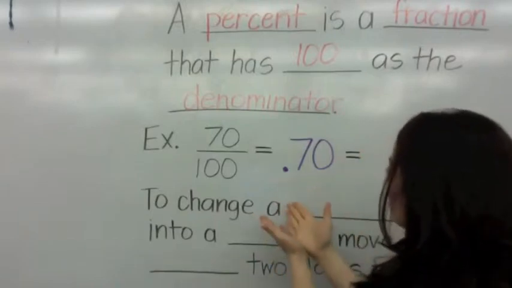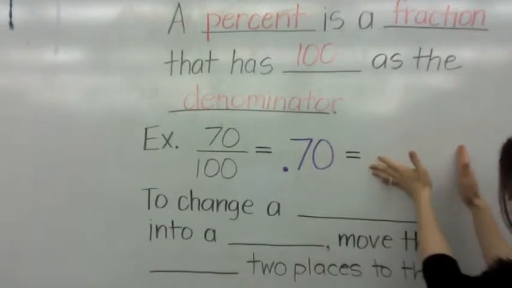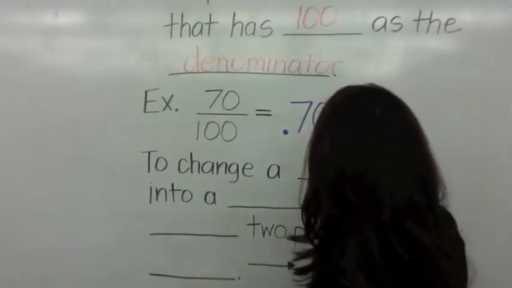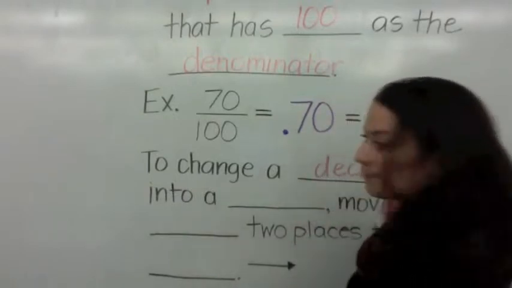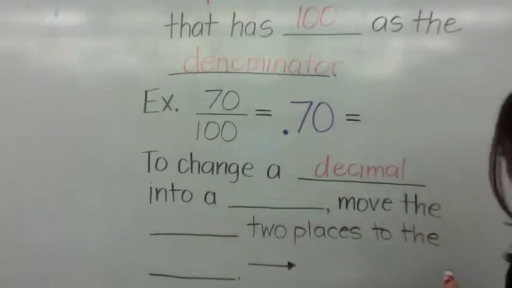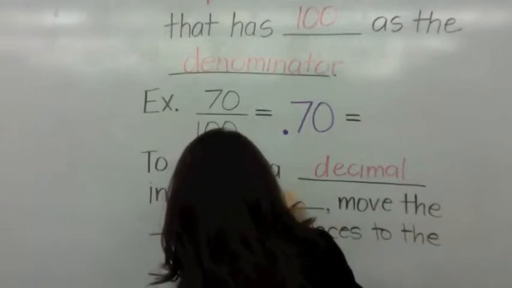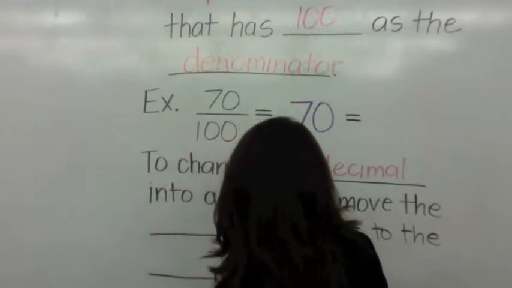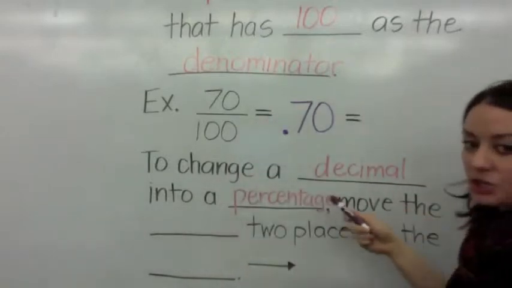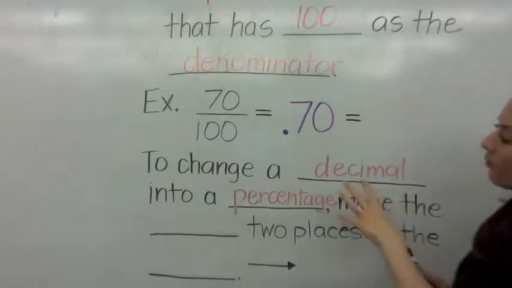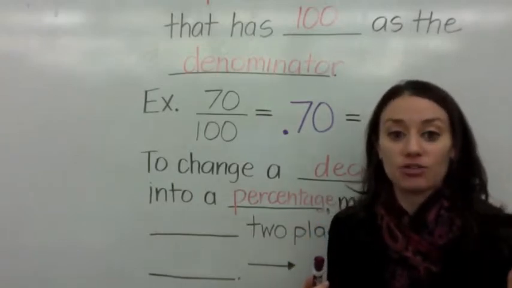How do you change a decimal into a percent? Okay, to change a decimal into a percent. I'm actually going to say percentage. T-A-G-E. Okay? To change a decimal into a percentage. Now, the way that you really do it is by multiplying it by 100. Multiplying it by 100. Okay?